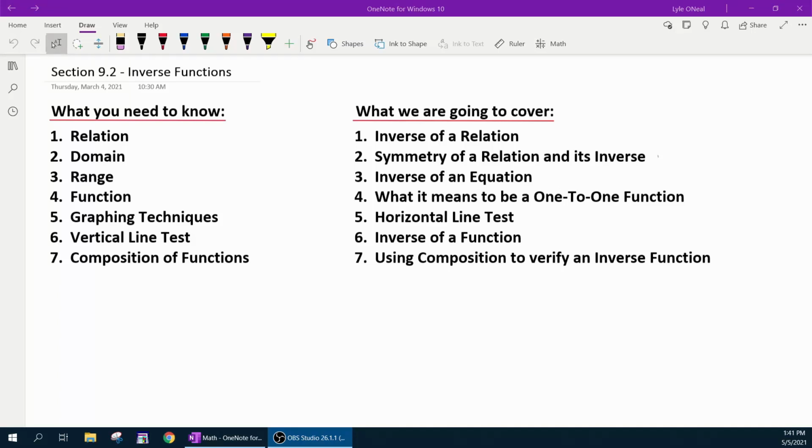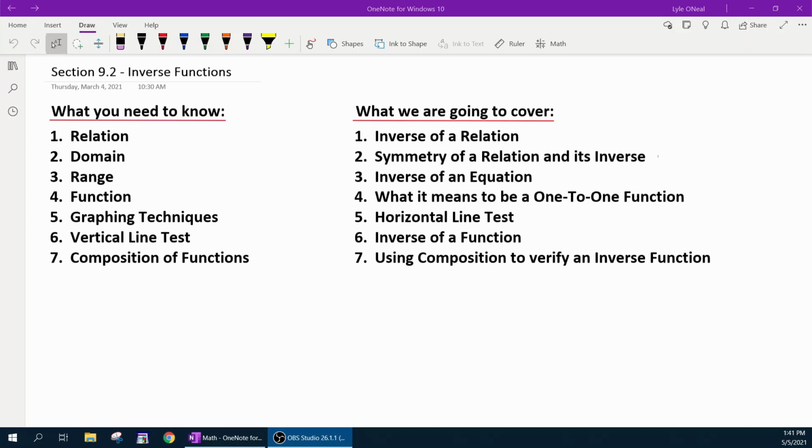Hello and welcome to our lesson on inverse functions. This is going to be from section 9.2 in our text. This is one of those fundamental sections that brings in a lot of previously covered topics and then applies to many different areas in mathematics.